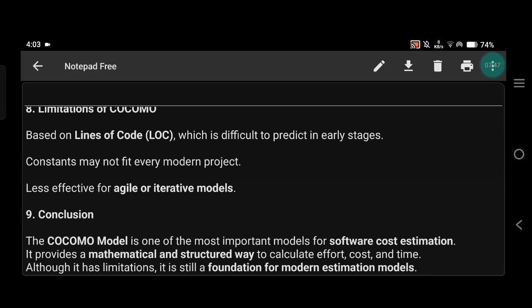Conclusion. To summarize, the COCOMO model is one of the most important methods for software cost estimation. It gives a structured and mathematical approach to calculate effort, cost and time. Even though it has some limitations, it is still a foundation for many modern estimation techniques.